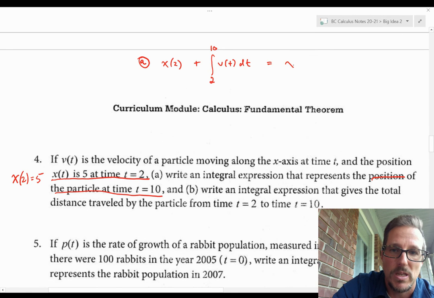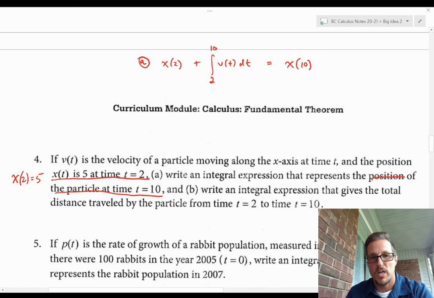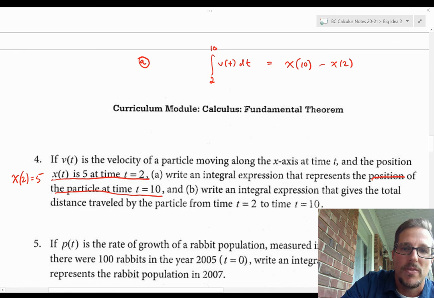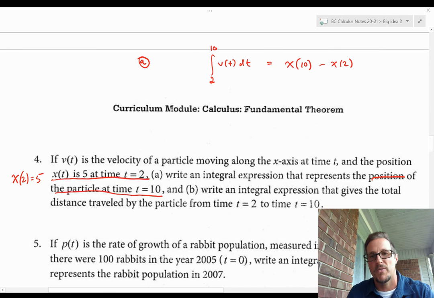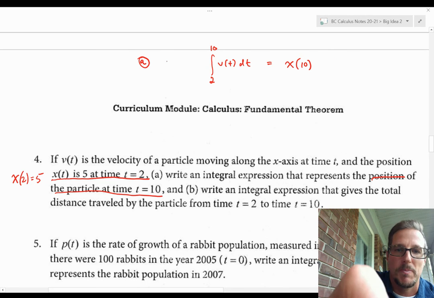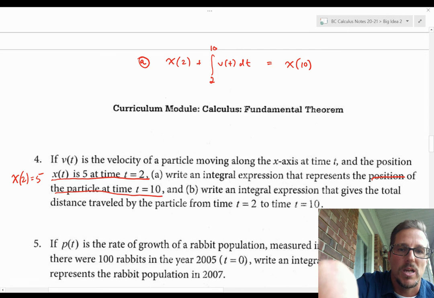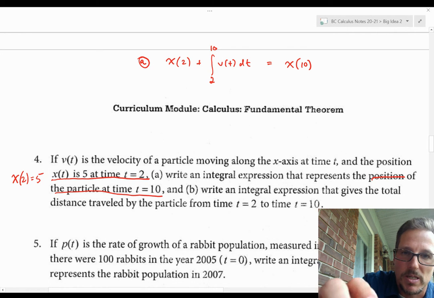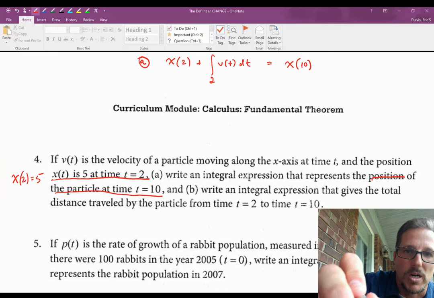That would be the position at time 10. And if you did a quick manipulation and subtracted the position at 2, x of 2, you would notice how that screams fundamental theorem of calculus. Antiderivative of velocity, the position x at 10 minus the position at 2. And all we can do is just manipulate that to get our was plus change. All right, B is going to be a bit of a curveball.